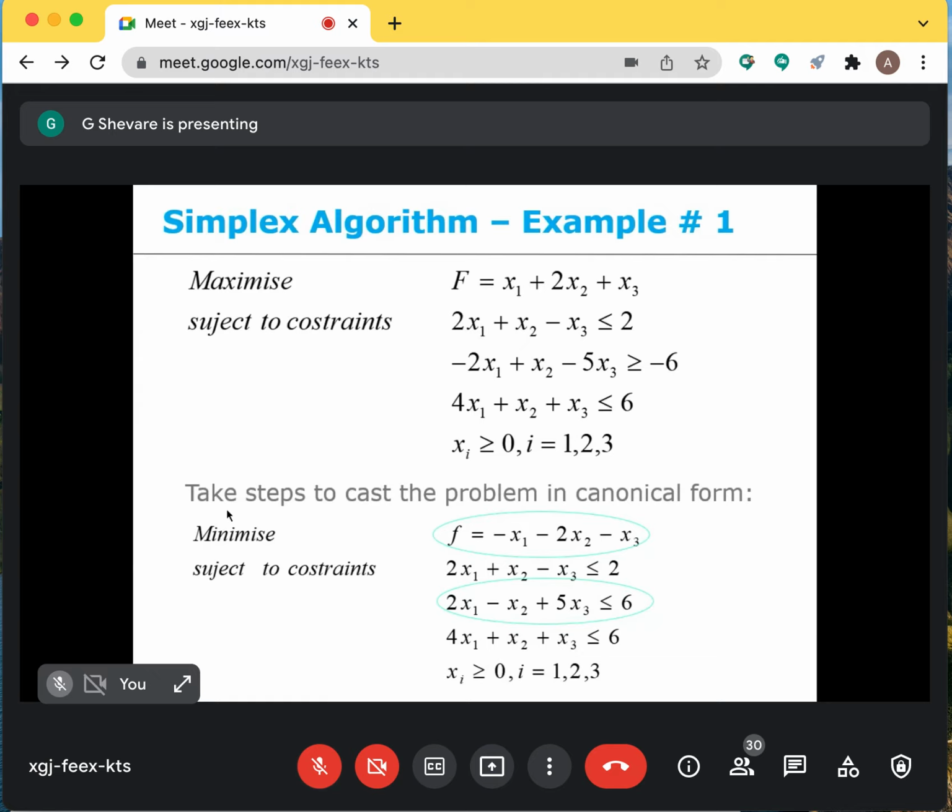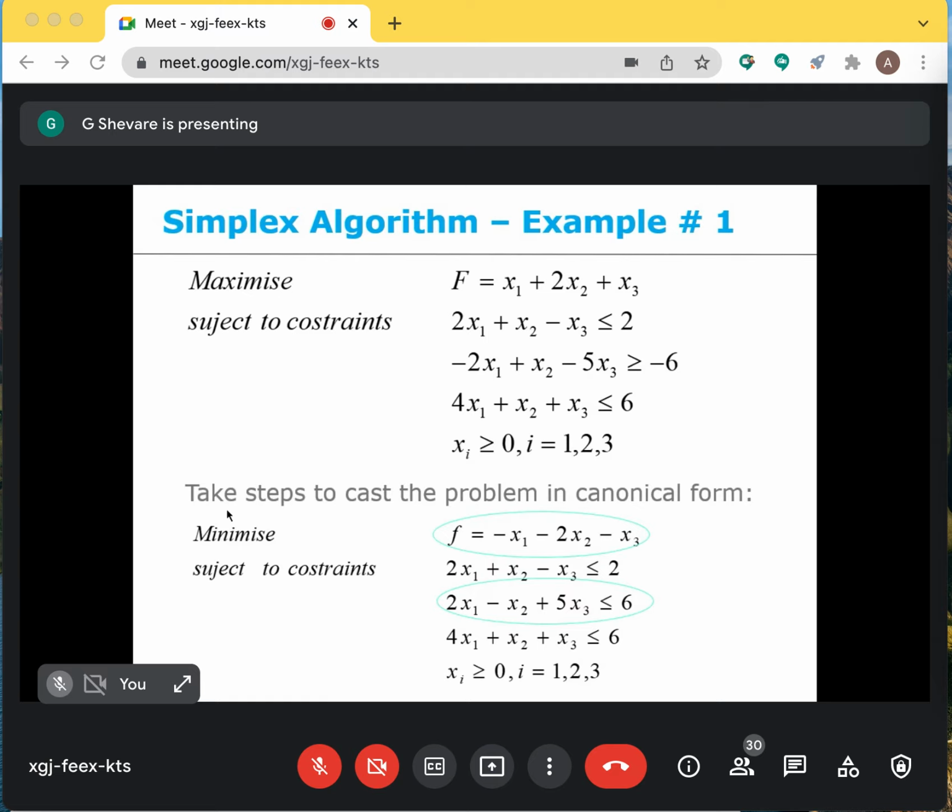Let us try to look at this example. Supposing that I am given this as a problem. This problem is: maximize F equals x1 plus 2 times x2 plus x3, subject to constraints which are these three, one after the other, and all xi are positive. So this is the statement of the problem given.